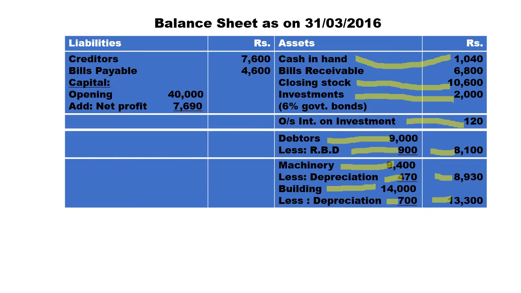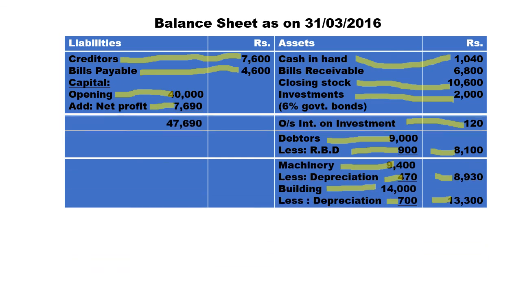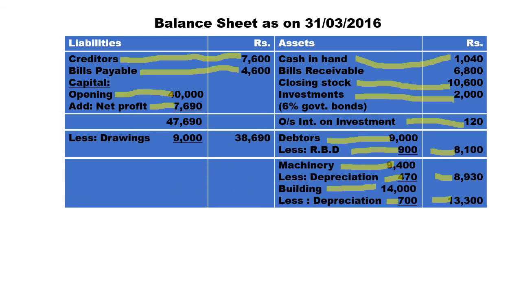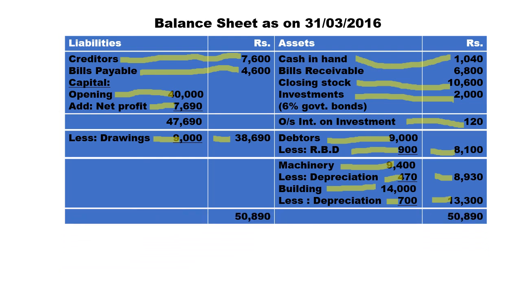Next, liabilities. In that creditors, we have identified closing balance of creditors 7,600. Then bills payable also we have identified by preparing bills payable account, 4,600. Then capital calculation, opening capital they have mentioned in the opening balance sheet 40,000. Add net profit as per the profit and loss account 7,690. So total 47,690. Less drawings 9,000 rupees. You can check the cash account credit side, by drawings 9,000 rupees. So closing capital comes to 38,690. And total of the balance sheet comes to 50,890 rupees.